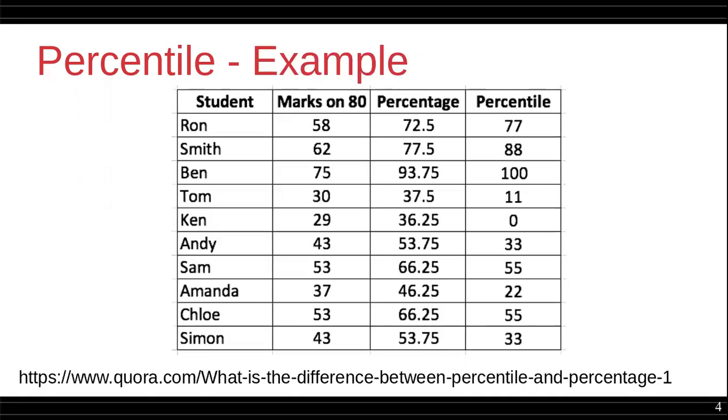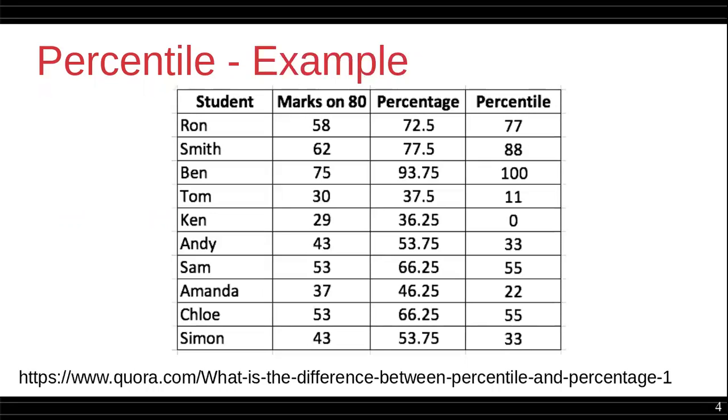In the same way, consider Ken. Ken has scored 29 marks out of 80. The percentage is 36.25, but the percentile is 0. That means 0% of people are below him, so he is the lowest. In the same way, you can see the other people also. The marks may be different and the percentage may be different, whereas the percentile will be different.